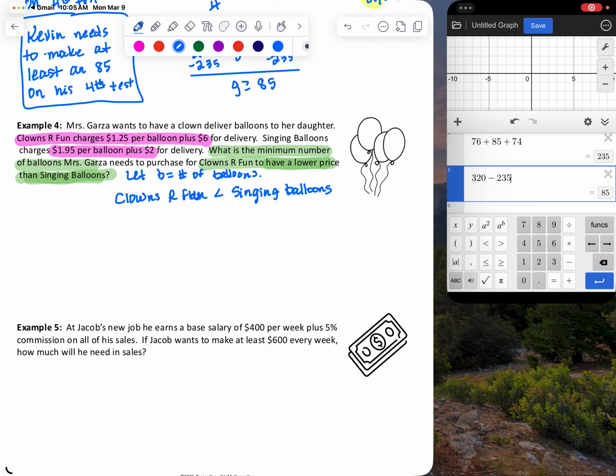So let's talk about what Clowns Are Fun charges. Clowns Are Fun charges $1.25 per balloon plus $6. Singing Balloons charges $1.95 per balloon plus $2. So now we'll just solve this inequality. Now we have variables on both sides. So the first thing I want to do is move all the variables to the left.